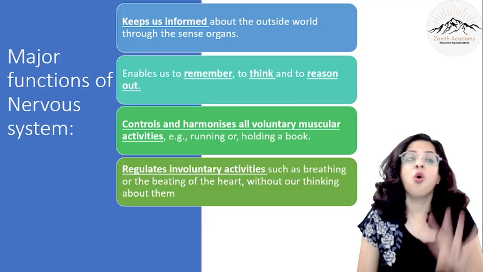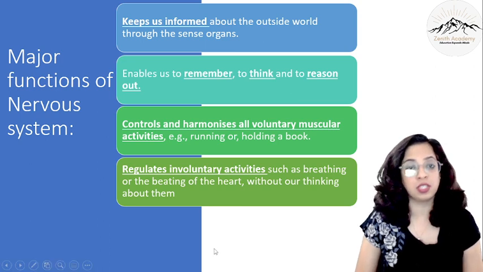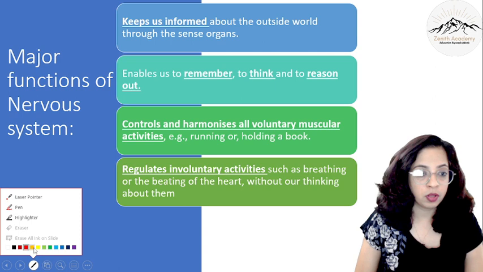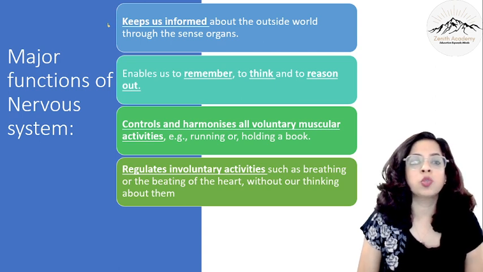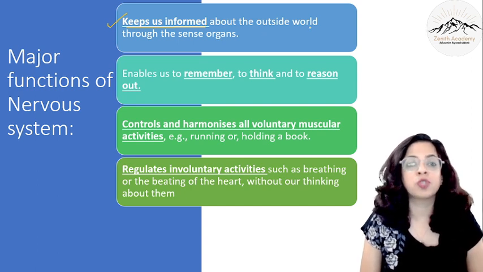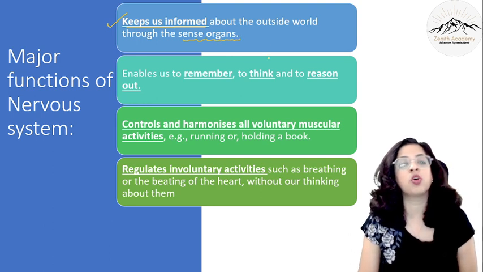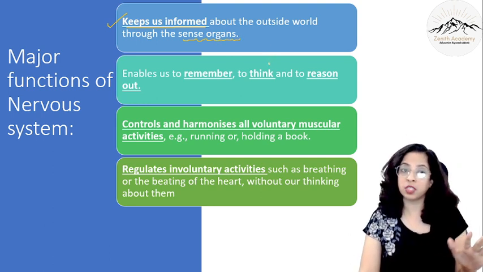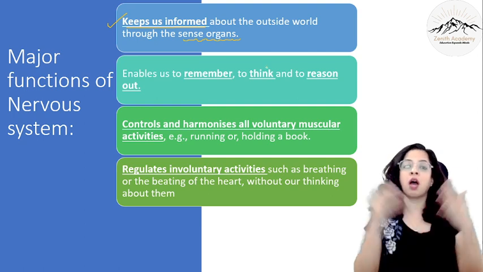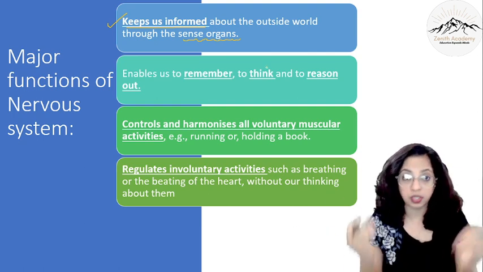These are the four major functions of the nervous system that you should know from the examination point of view. The first one is it keeps us informed. It keeps us informed about what? About the outside world through the sense organs. So the sense organs also come under the nervous system.